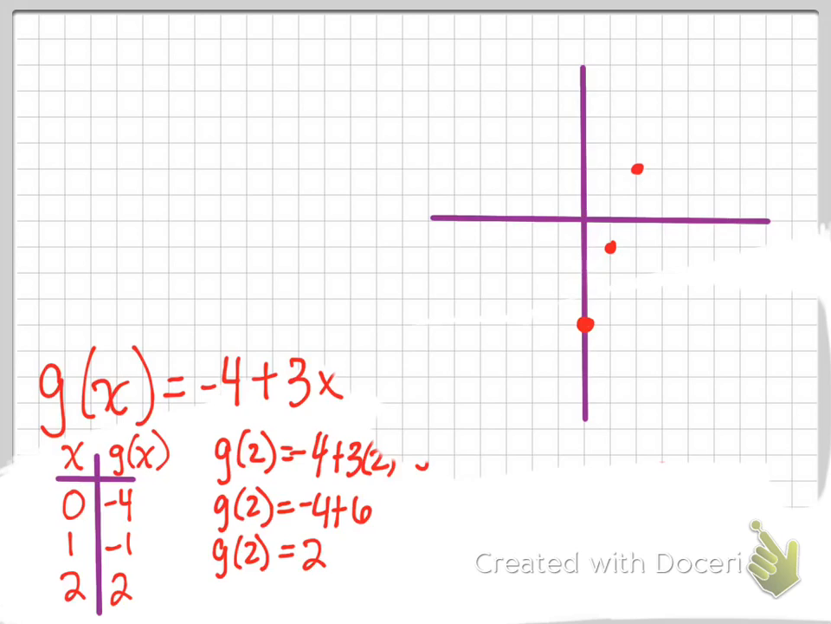What do we do next? Put a line through it. Your line should go through your graph, not just connect the dots. It should go all the way through the coordinate plane, and it should have arrows on the ends. Is that where it stops? It keeps going forever. That's what the arrows represent. Questions about our warm-up? No. Okay?